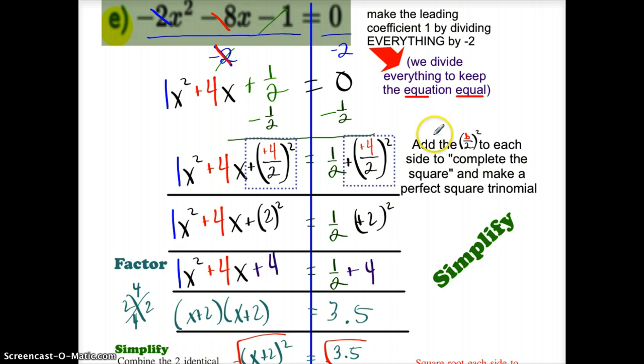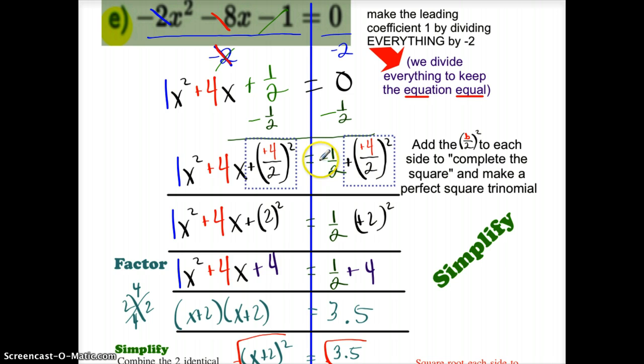Okay. Now I'm going to add b over 2 squared. So this is my b term now, 4. So 4 divided by 2 squared. Now the only thing that changes from time to time is this b value, this 4. Sometimes it might be a 3 or a 10 or whatever it is. That's what I'm dividing by 2. It could be a 0. If there's nothing there, it might be a 0.